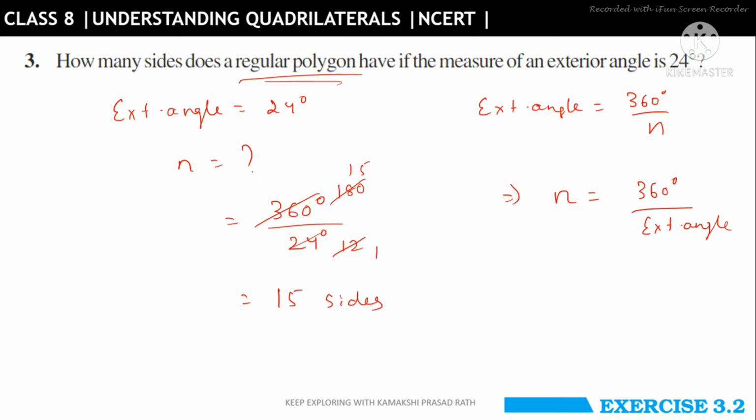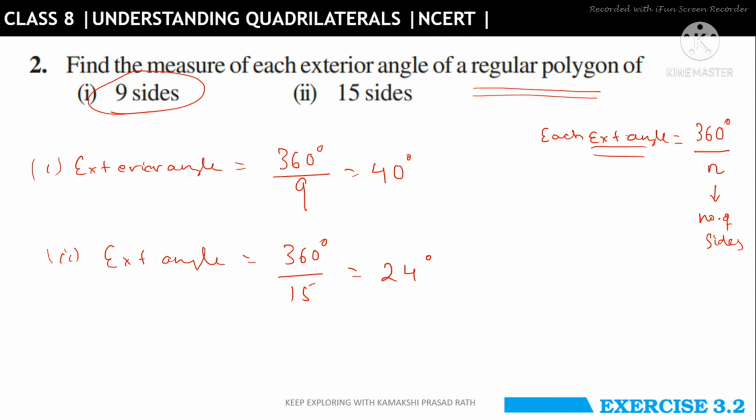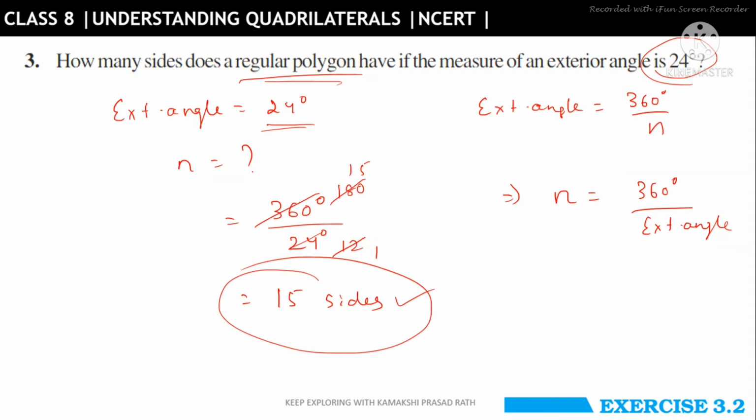So here we can see if the exterior angle is 24 degrees, the regular polygon will have 15 sides. For 24 degrees to be the exterior angle, the number of sides should be 15. The same thing you saw in the previous question: for 15 sides, each exterior angle is 24, and here for each angle 24, we have got 15 sides. So let's see the next question.